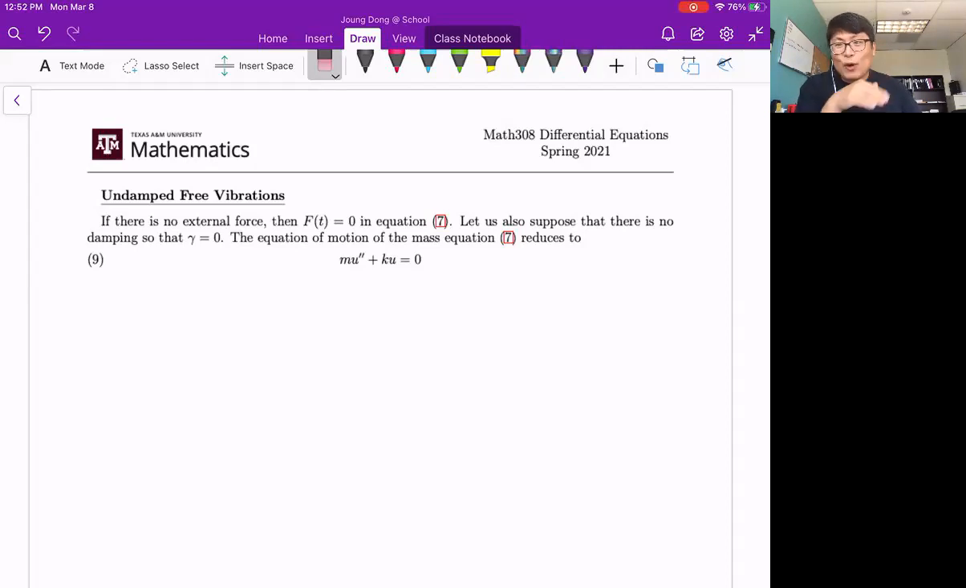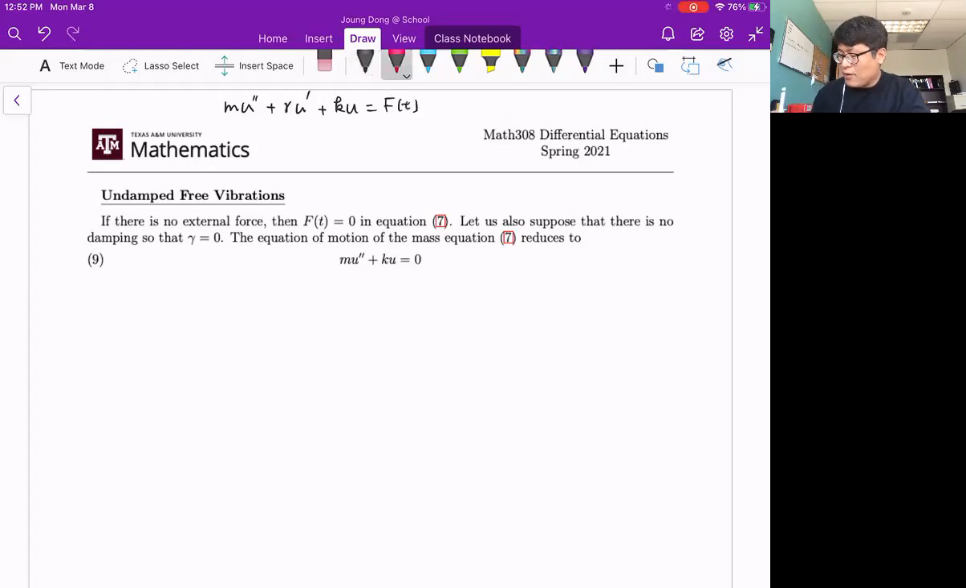Undamped means there's no damping term. And what does free vibration mean? There's no external force. Let me write the spring model first, what we derived in the previous slide. It was M u double prime plus gamma u prime, that is the damping term, plus K u, which is the spring force, and is equal to the external force.